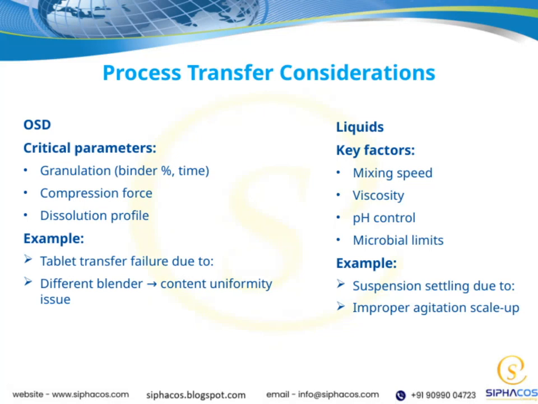Let's talk about liquids and some of the key factors that influence their behavior during manufacturing. First, mixing speed is crucial. Getting the right agitation ensures uniformity without causing issues like foaming or separation. Viscosity, on the other hand, affects how easily liquids flow and mix.